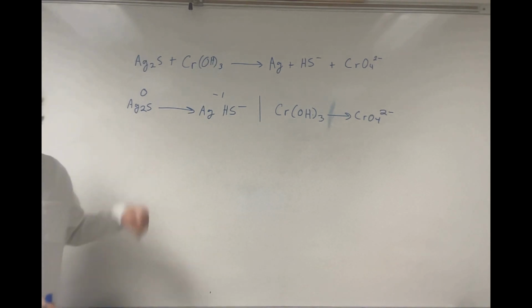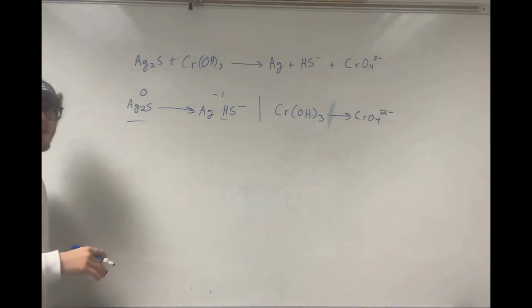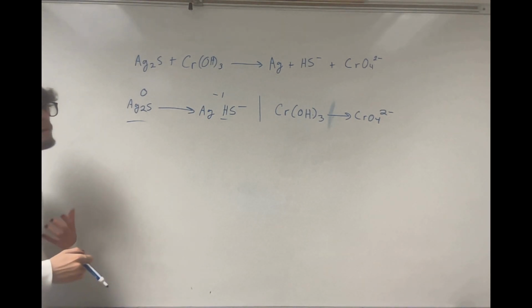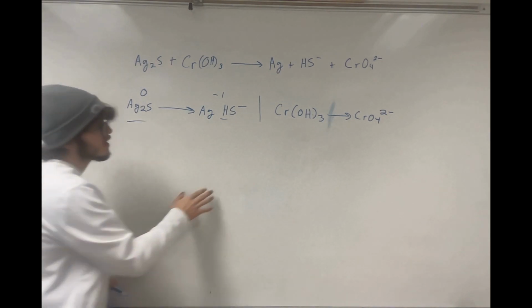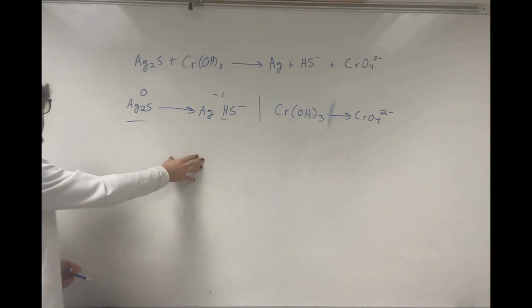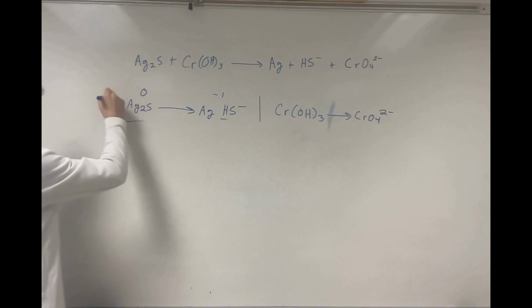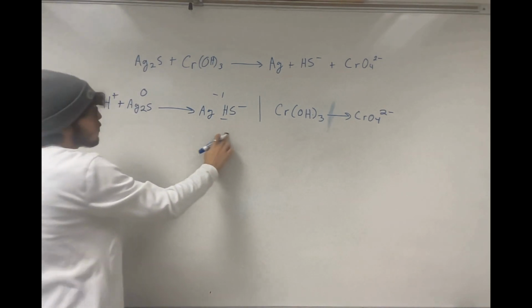Well, the first thing we should do is notice that we have a hydrogen on this side, but no hydrogen on this side. Now we could do this one of 2 ways. We could add water or we could add protons. And notice how this side has oxygen, but this side doesn't. This means that we're going to have to add hydrogen ions to this side, right? Because we don't have any room over here to add water.